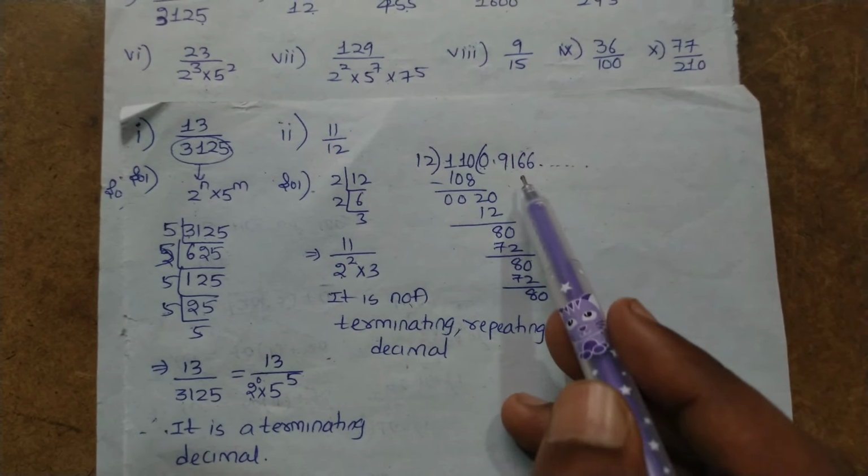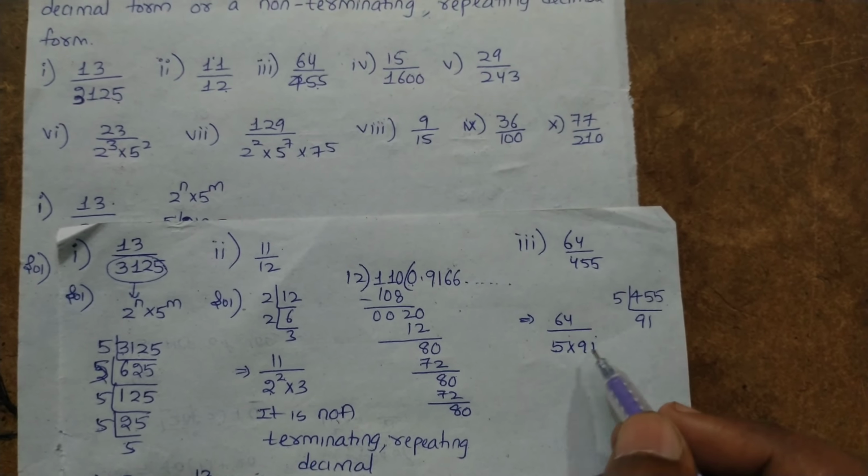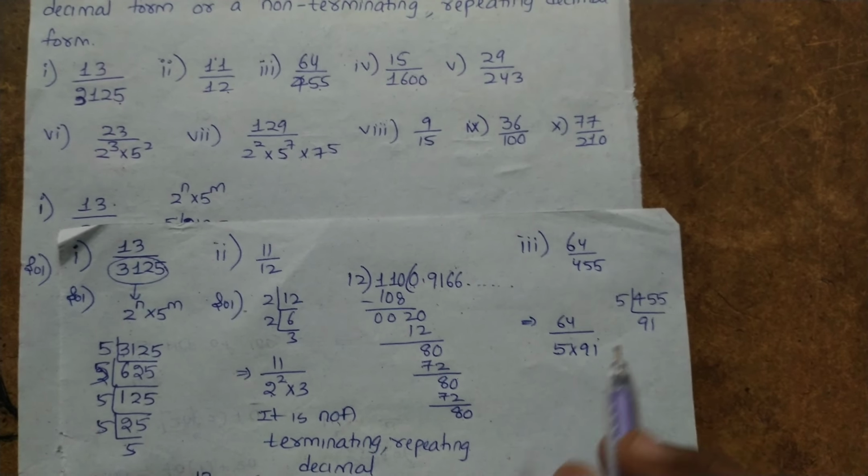Okay, 455 in the 5 table. 5 9s are 45, 5 1s are 5, 91 you are getting. 91 you can't write in the 5 multiples, right? Similarly in terms of 2 multiples also you cannot write. So denominator we are getting 5 into 91. This 5 into 91 is not in the form of 2 power n into 5 power m. So that's why we are unable to write the denominator in the 2 power n into 5 power m format. So that's why it is a non-terminating decimal. Okay, it is a non-terminating decimal.